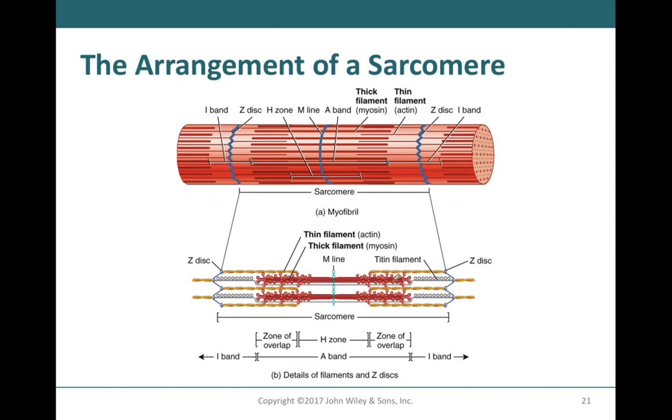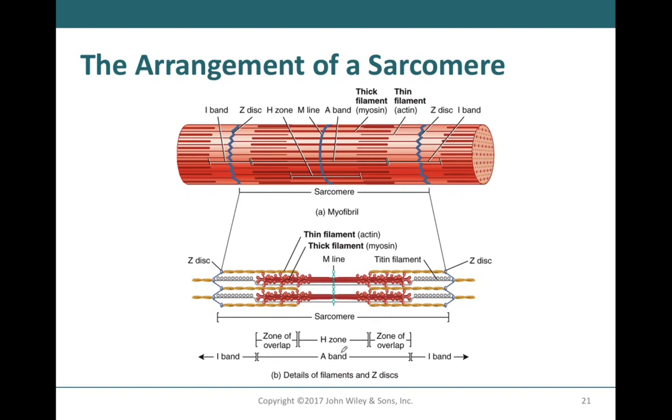So the thick filament contains myosin, the thin filament contains actin. The thick filament is attached at the M line, which is in the center, and the thin filaments are going to be attached to the Z discs, which are on each end of the sarcomere. And you can see the Z disc is found on either end of the sarcomere. Now at the beginning of this presentation, I explained striations. Striations are stripes. They are the light and dark bands that we see on skeletal and cardiac muscles.